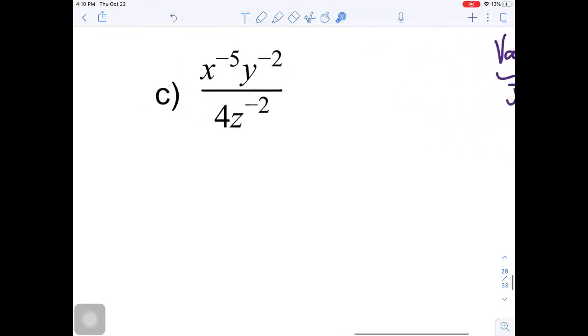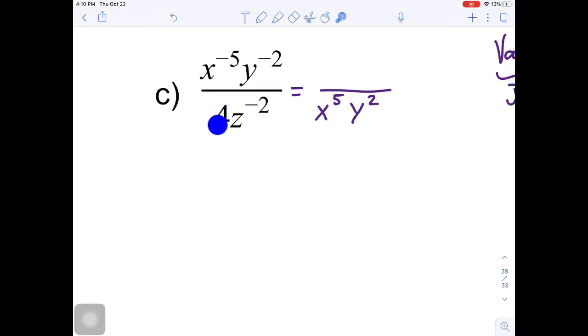So here, this variable x has a negative exponent. So what I'm going to do is put that on the bottom, and it'll be x to the power of 5. Okay, so you can see I now have made a positive exponent. Here, y to the power of negative 2, well, I can put that on the bottom of my fraction and get power of 2.